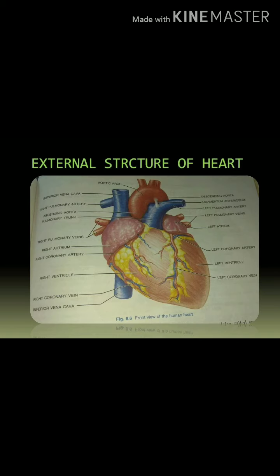Now you can see external structure of the heart. So here you can see the base is pointed, triangular in shape, and we can see the different parts of the heart. This is the external structure of heart.